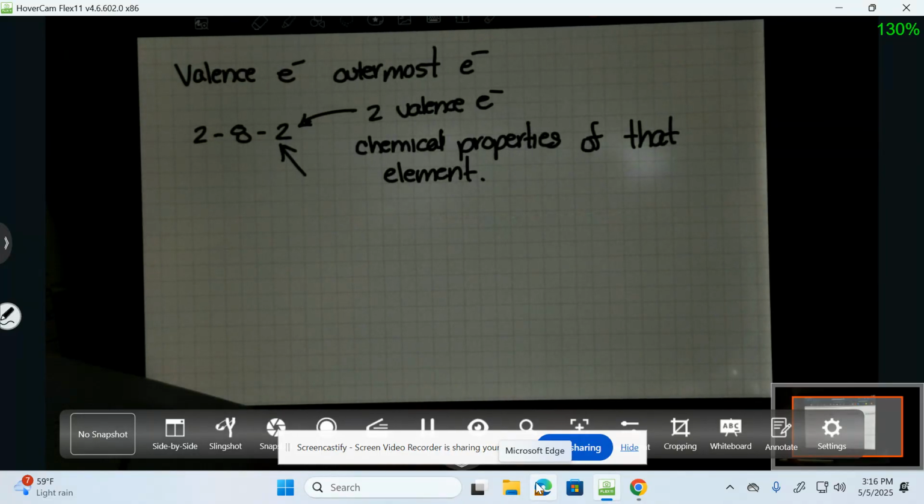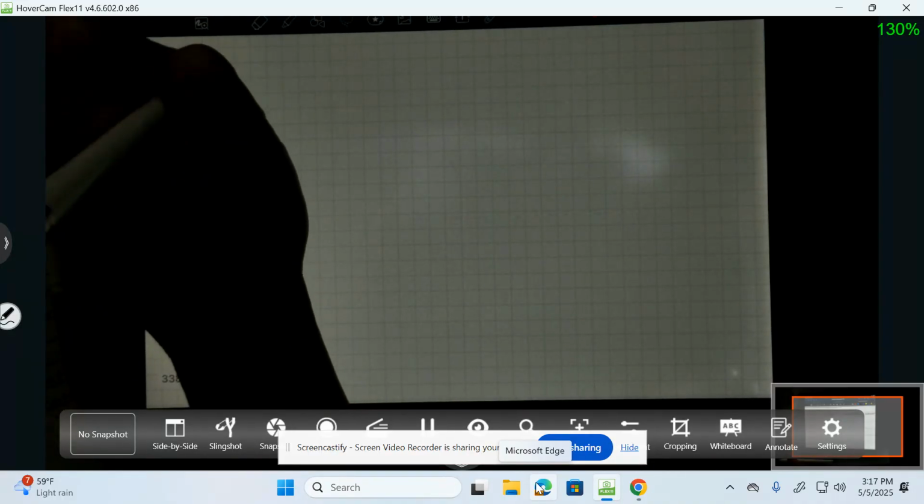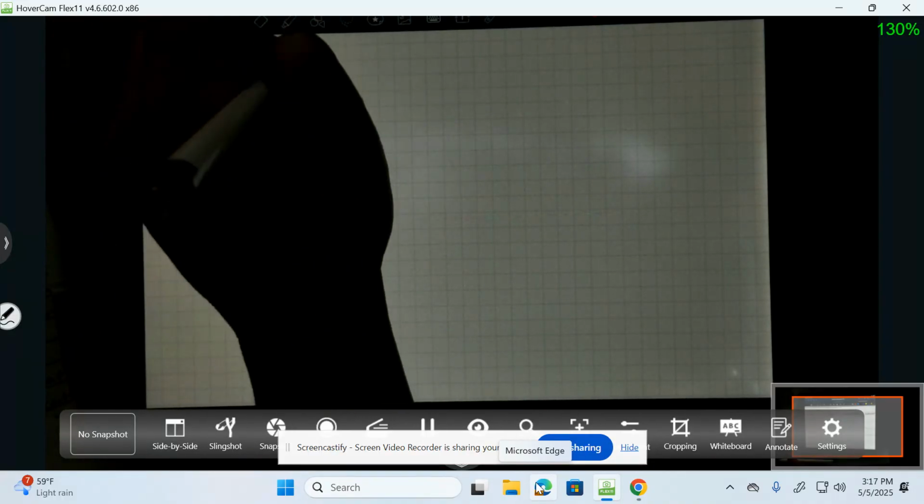Okay. Let's see, what's next? I talked about excited state. I talked about valence electrons. We should draw some Lewis dot diagrams of electrons, and then we'll go into isotopes. Okay. Lewis dot diagrams.